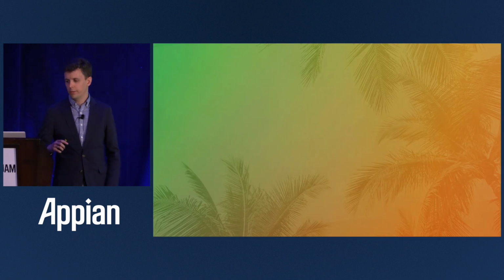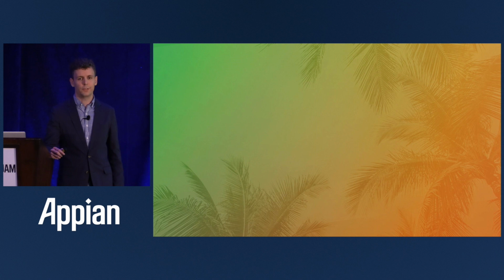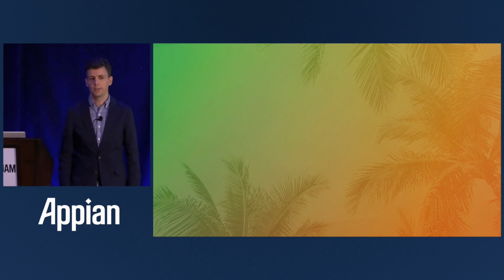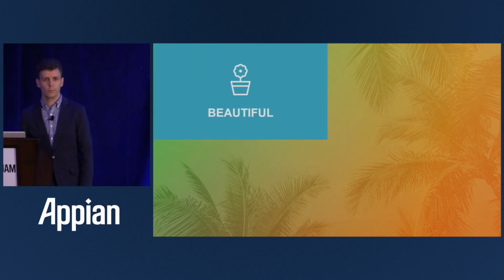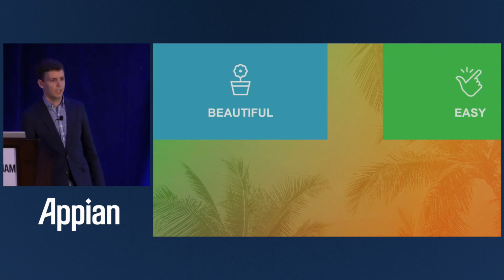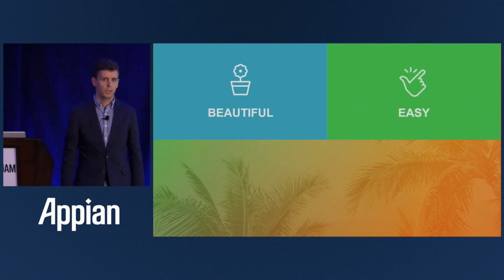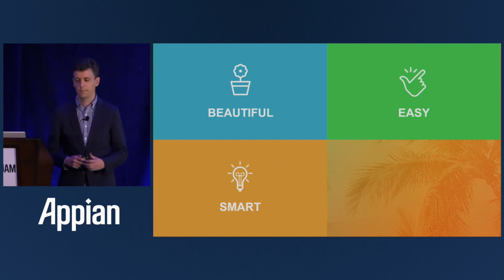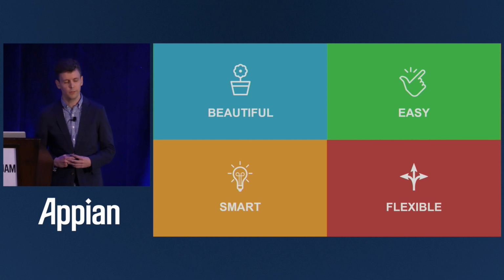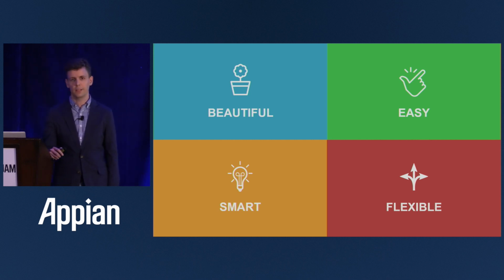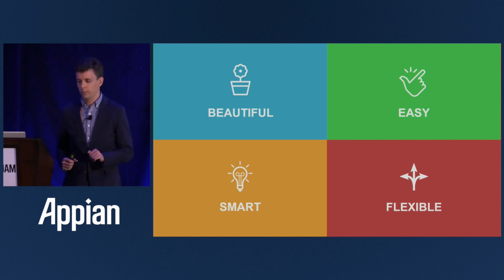So this presentation can tend to be a big list of stuff. So we decided to organize it by things that Appian values in enterprise applications. We believe at Appian that enterprise applications, maybe counterintuitively, should be beautiful. We believe that they should be easy to design. We believe that in 2018, enterprise applications need to be smart. And they should be flexible to fit into your organization and your IT landscape. So we're going to walk through each of these things.